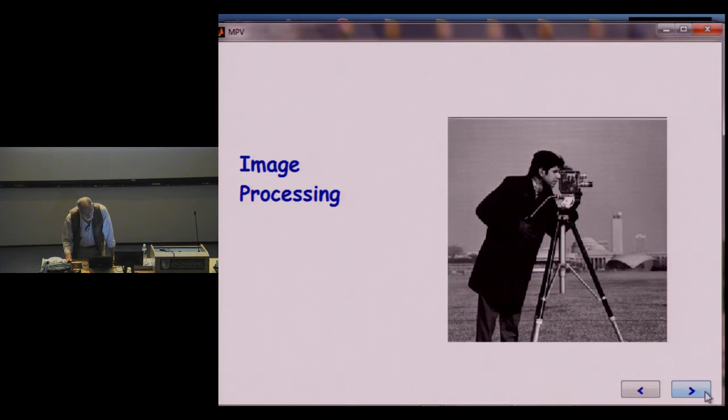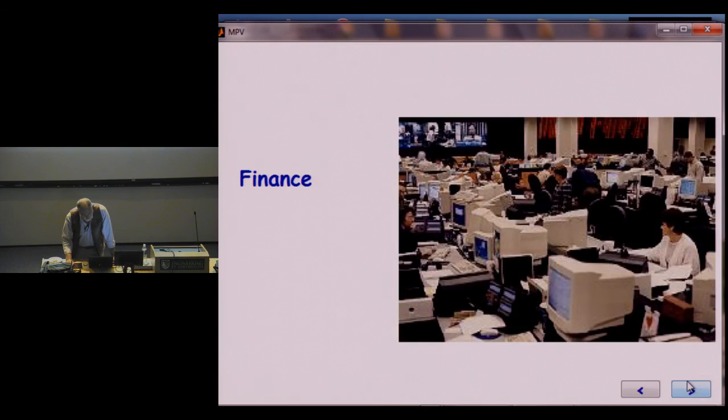Image. I've been talking to people here today about image processing, very important business for us. Mathematical finance, the Wall Street and financial companies around the world use all kinds of software, not just MATLAB, but anything they can get their hands on to model the prices of exotic financial instruments.